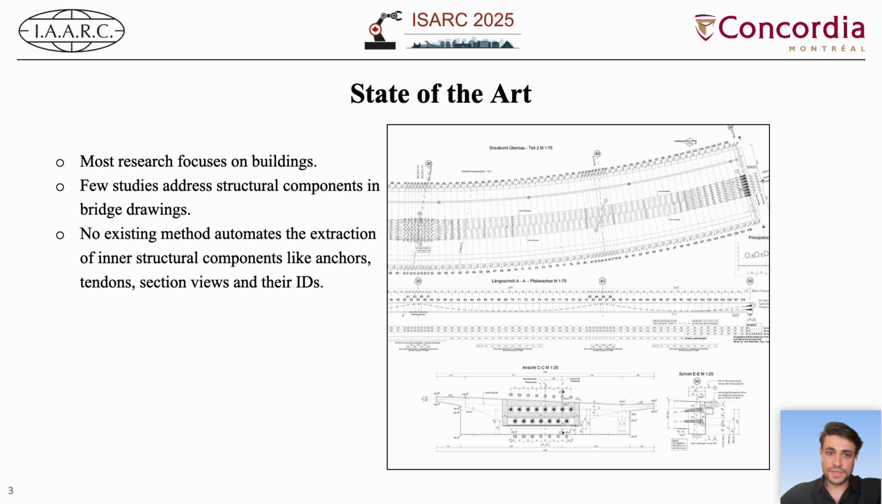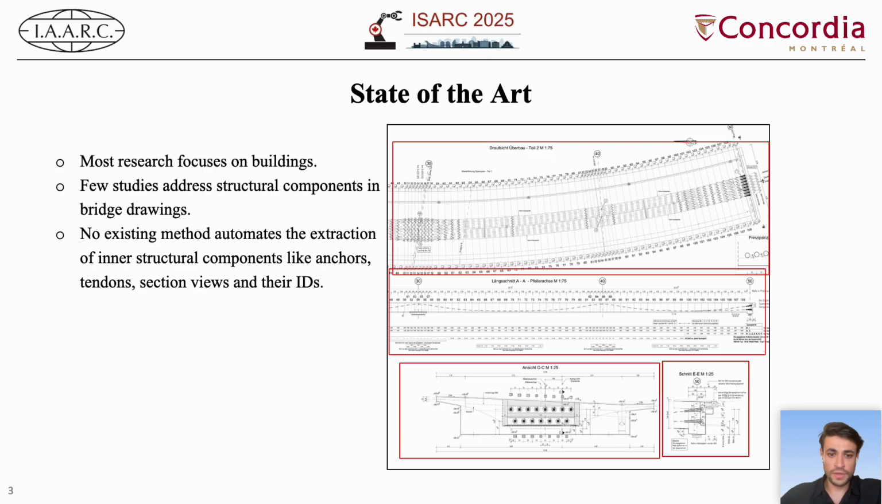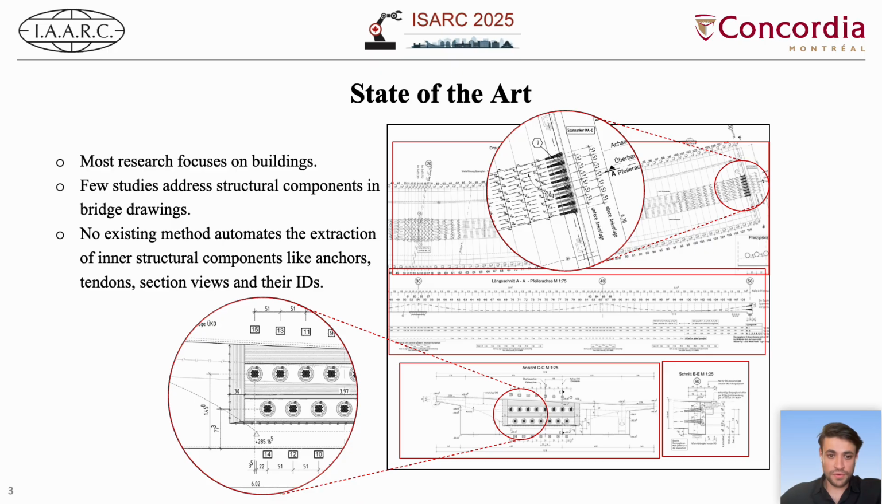On the right side, you can see a real bridge drawing from our dataset, and our aim is to extract specific information of different section views, like you see in the red rectangle, and also some information from the anchor and tendon elements, like you see in the orange rectangle, together with their specific IDs, like you see in the green boxes.